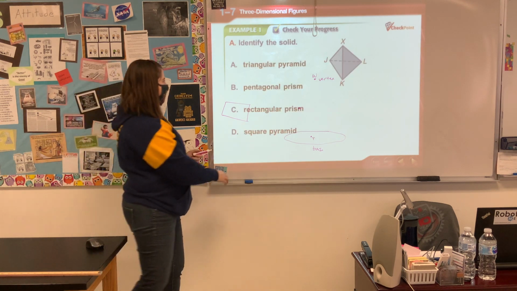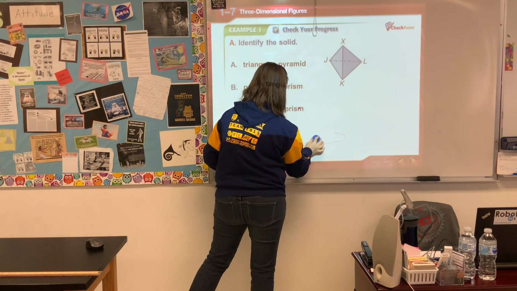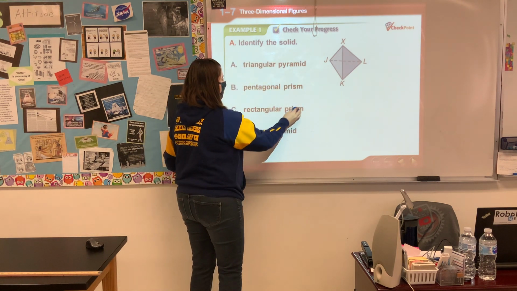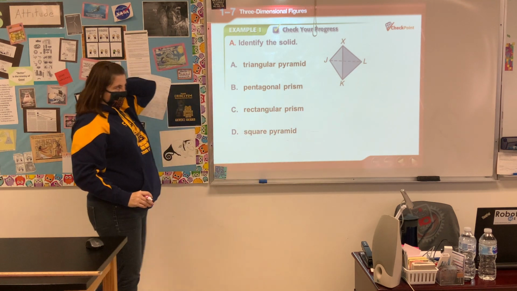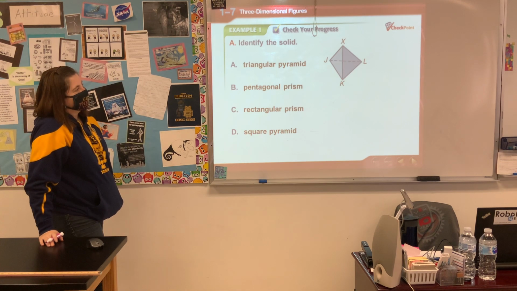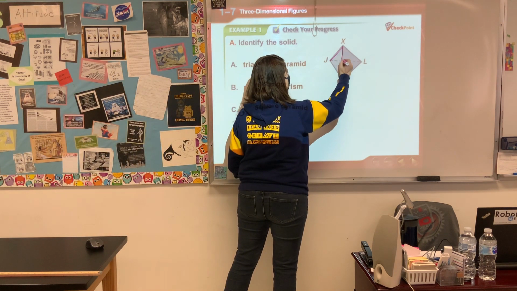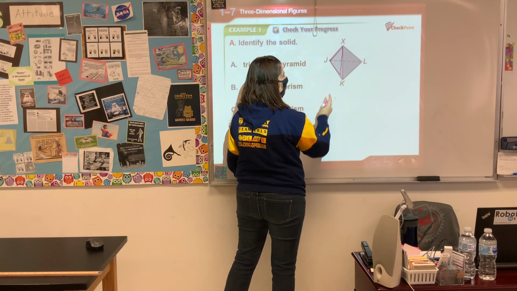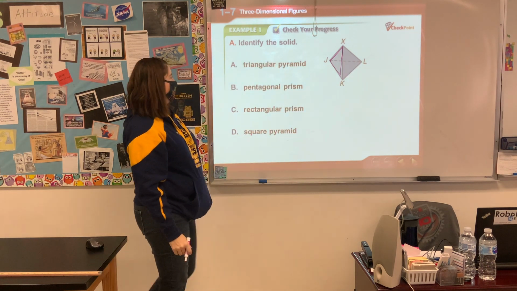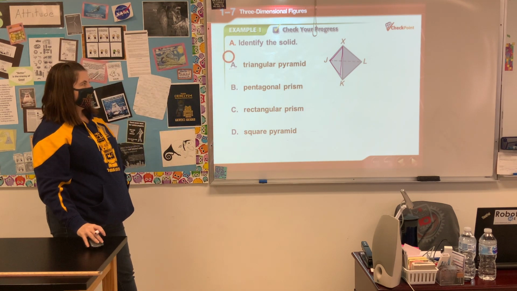Okay. Identify this solid. What does it look like? Would it help if we identified a base? Maybe? What kind of shape do you see for the different surfaces? It looks to me that I see a series of triangles. I see a triangle, triangle, triangle, triangle. So a triangle or a pyramid? If it's a bunch of triangles, it has to be a triangular pyramid.